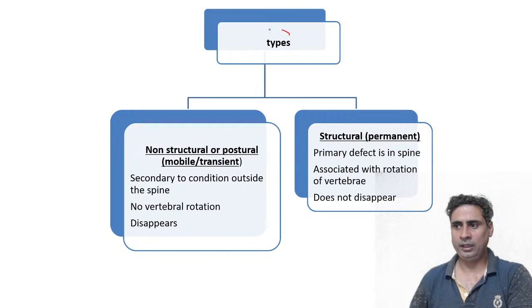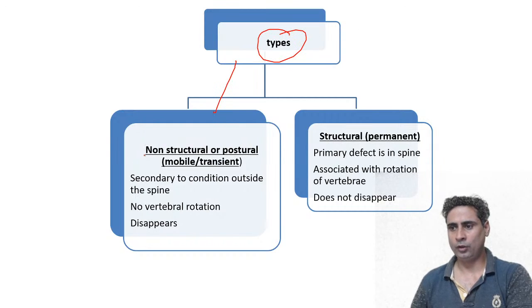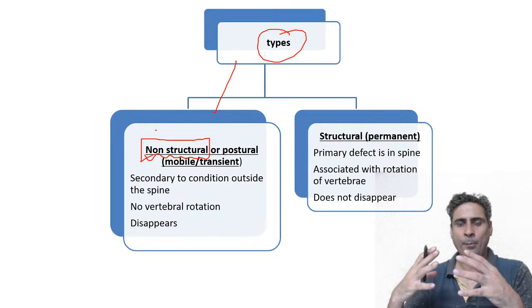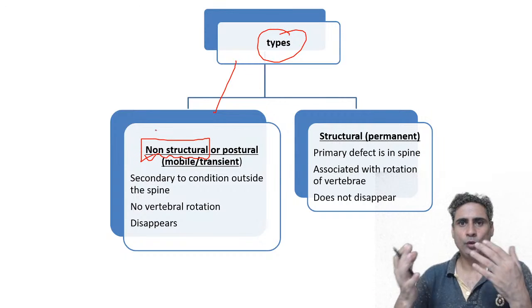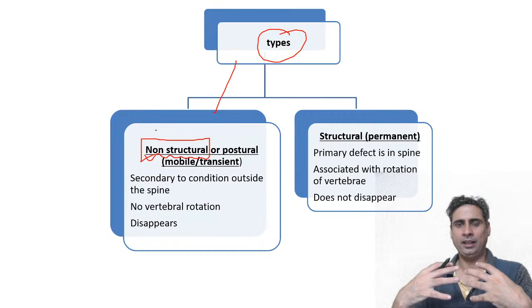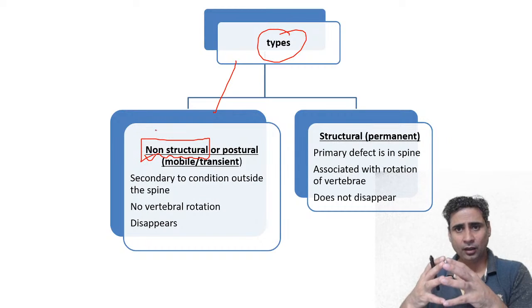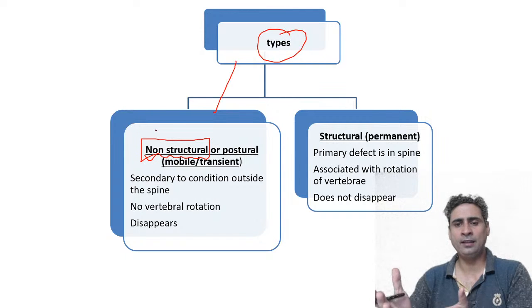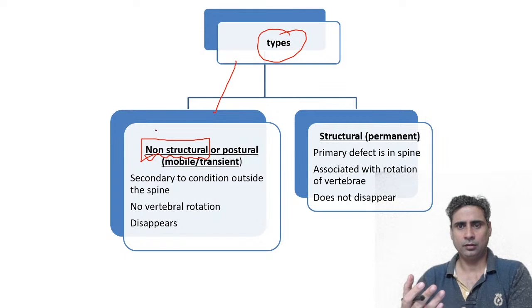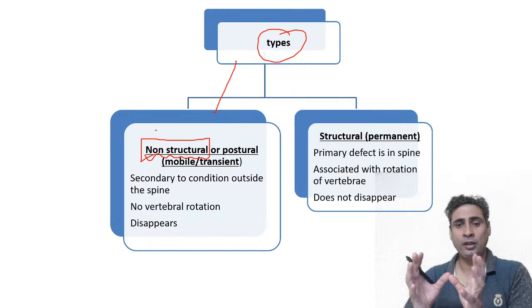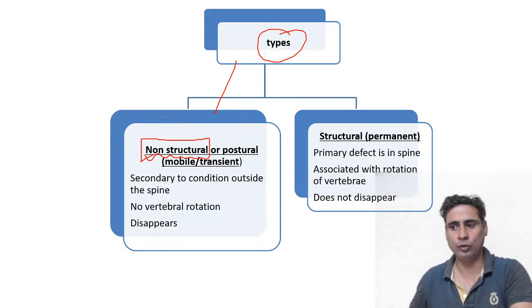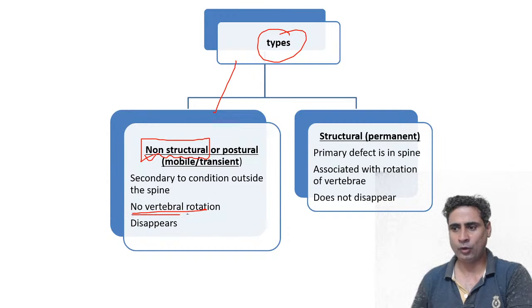Now scoliosis is usually divided into two types. One is non-structural scoliosis, which is compensatory scoliosis. There is some pathology outside the spine to which the spine is compensating by creating scoliosis. So that is temporary scoliosis. As soon as you correct that problem outside the spine, that compensation will go and the scoliosis will disappear. So there is no structural problem in the spine itself leading to scoliosis, and no vertebral rotation also.